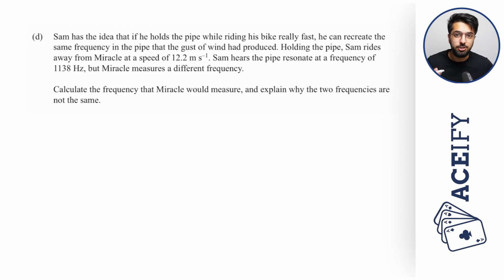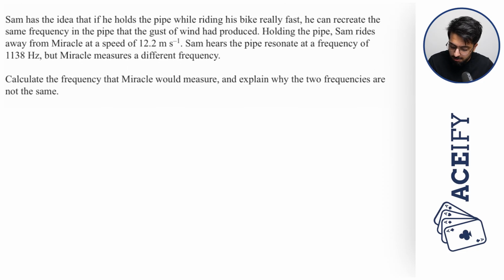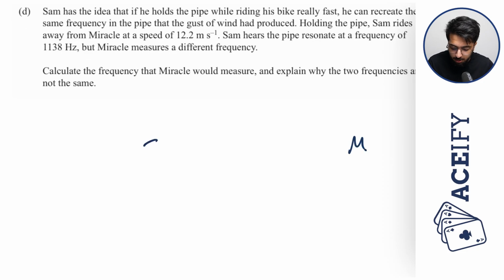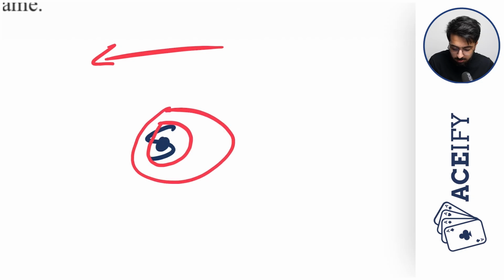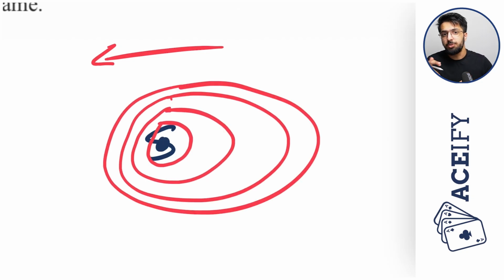Alright, so this is our Doppler effect. The reason why the two frequencies are not the same is because if we have Miracle over here and we have Sam over here, okay, and we can draw a dot for Sam's source, okay, as Sam is moving to the left, he is going to catch up to previously emitted wavefronts. So he emits a wavefront in all directions, but as the wavefronts in front of him move forward, he catches up to those wavefronts that are in front of him.